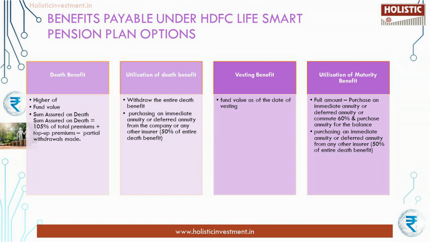Next, vesting benefit. Vesting benefit is the fund value as of the date of vesting on survival of the life assured. Utilization of vesting benefit. The policyholder will have the following option. Either he can utilize the entire vesting benefit to purchase an immediate annuity or deferred annuity, or to commute up to 60% and utilize the balance amount to purchase an immediate or deferred annuity from the company. Or else he can purchase an immediate annuity or deferred annuity from other insurer at then prevailing annuity rate to the extent of 50% of the entire vesting benefit of the policy.